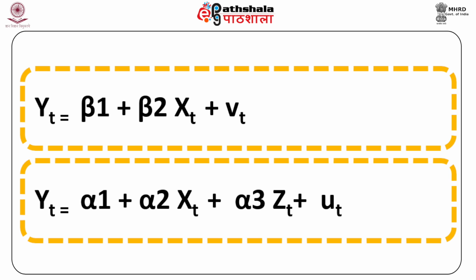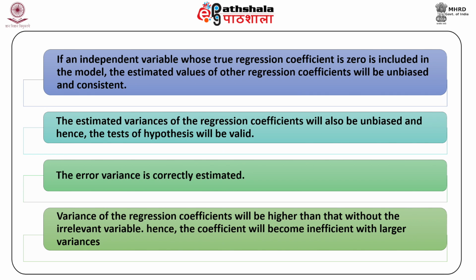Yt is equal to alpha 1 plus alpha 2 xt plus alpha 3 zt plus mu t. By estimating equation 3.4, the researcher commits an error of including an irrelevant variable in the model. The consequences of such an error will be, if an independent variable whose true regression coefficient is 0 is included in the model, the estimated values of other regression coefficients will be unbiased and consistent.